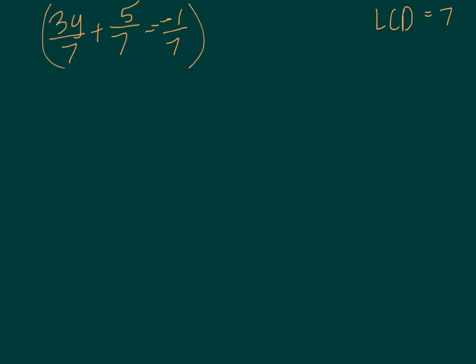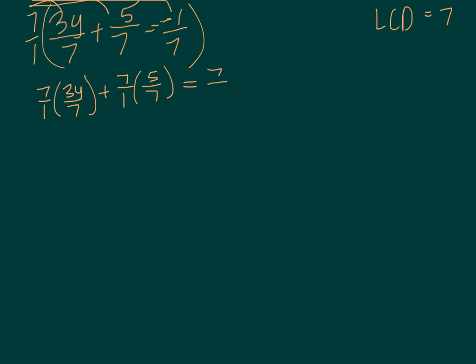So what you're going to do is multiply everything in this equation by 7, or you can think of this as 7 over 1. We are going to distribute, so each term is going to be multiplied by 7. Think of this as 7 over 1 times 3y over 7. And then I'm going to do it to the second term, so plus 7 over 1 times 5 over 7 equals, and again take it all the way to the back, 7 over 1 times -1 over 7.